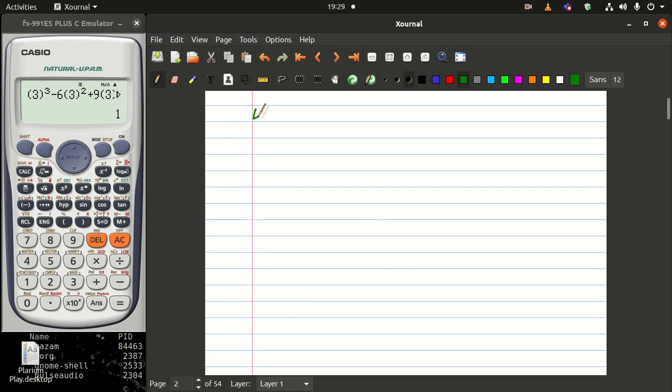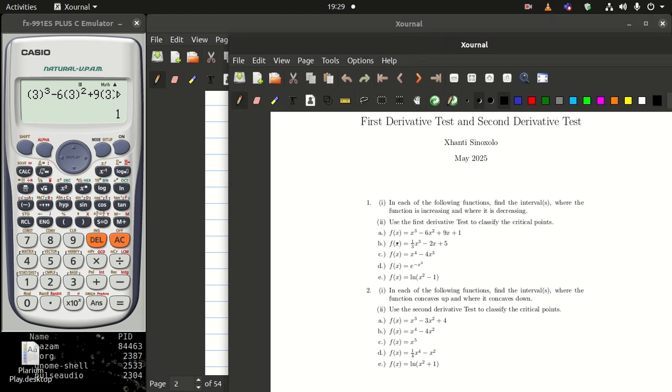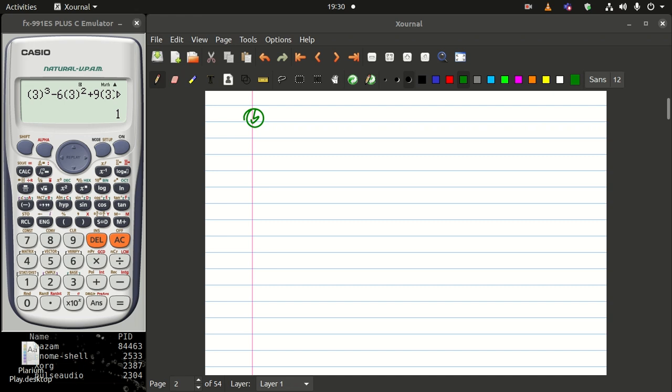And now we go to B, and of course our B was very nice. It was saying that we are having this nice function here, 1 over 3 x cubed minus 2x plus 5. So here we have our f of x, and our f of x is 1 over 3 x cubed, and then after that we have minus 2x, and then we have a plus 5.